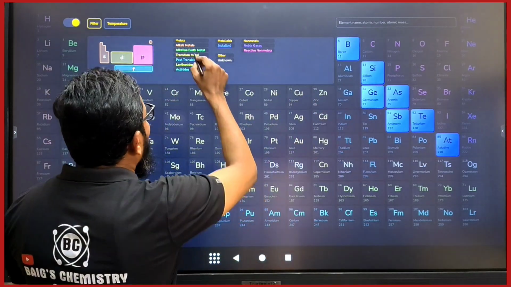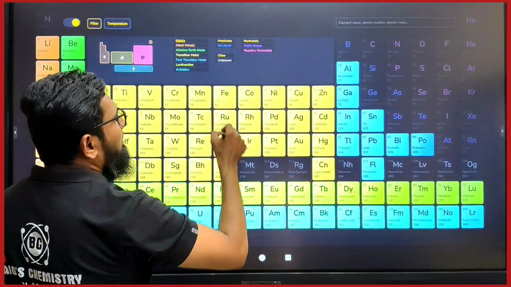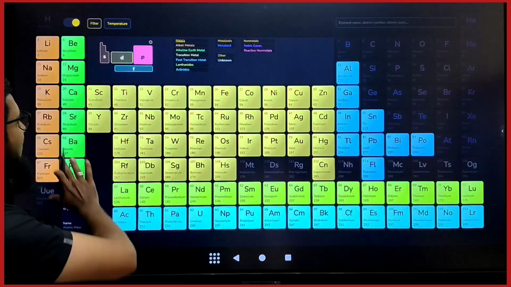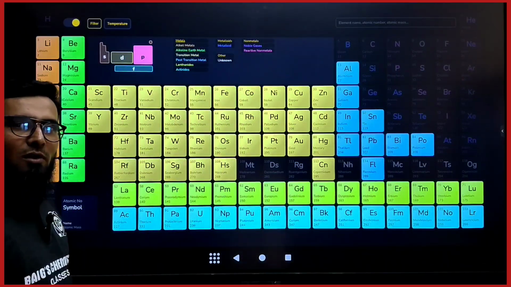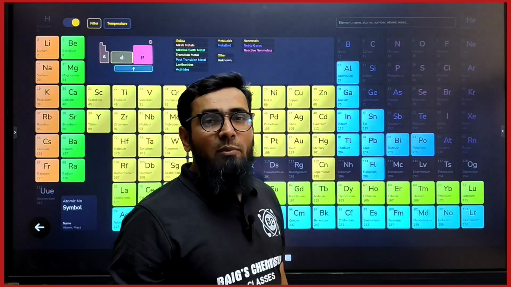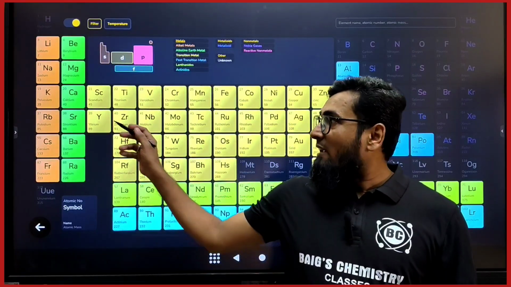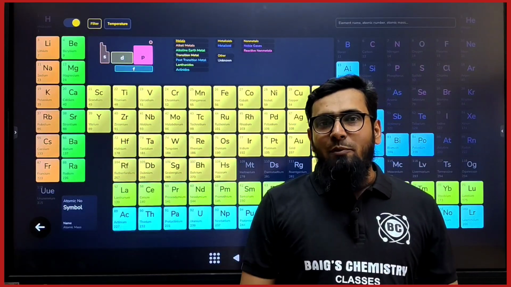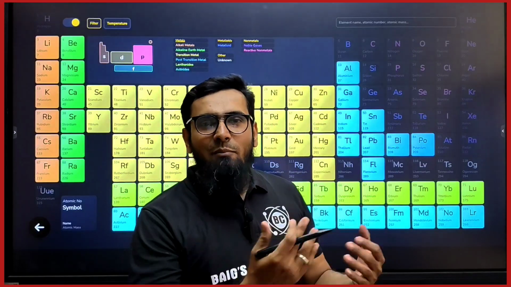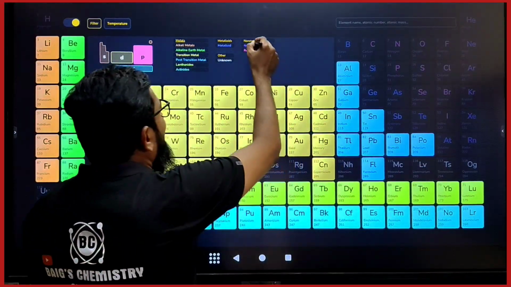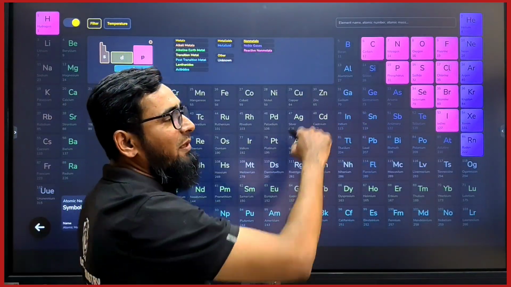Then you can also see all the metals. So this many metals are present in the periodic table. So the majority of the periodic table elements are metals. Metalloids are very few in number. First rank is metals, they are abundant in the periodic table. Then non-metals, then metalloids. If you see just non-metals, only non-metals, this many are there.